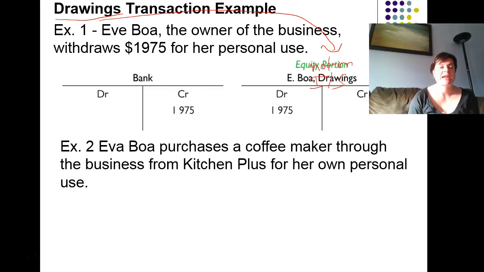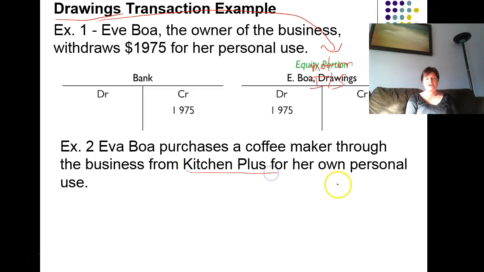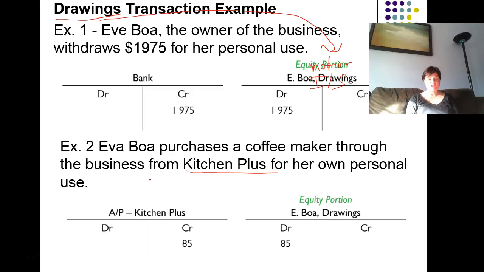Another situation that might happen is that Eve Boa might purchase something for her personal use, but purchase it through the business. So in this case, Eve Boa purchases a coffee maker through the business. So she orders it through the business from a company called Kitchen Plus, and for her own personal use. So again, this is still a drawings situation. So we haven't paid for it yet because it doesn't say that the invoice is paid for. But in this situation here, we're going to credit, let's say the coffee maker was $85.